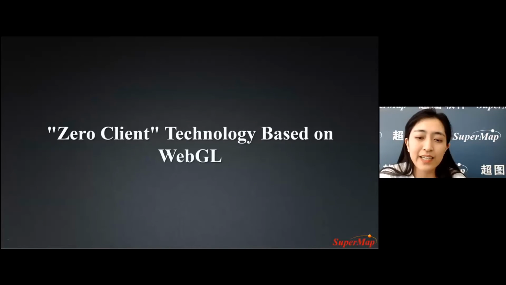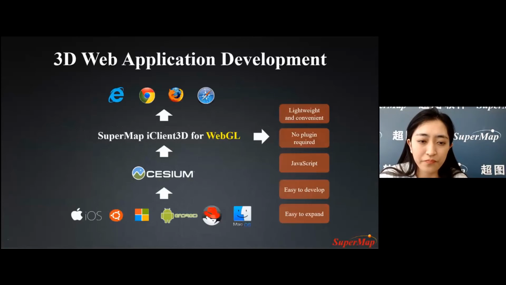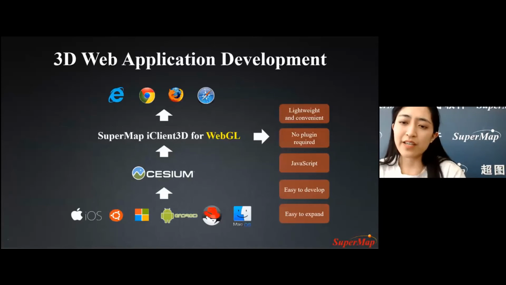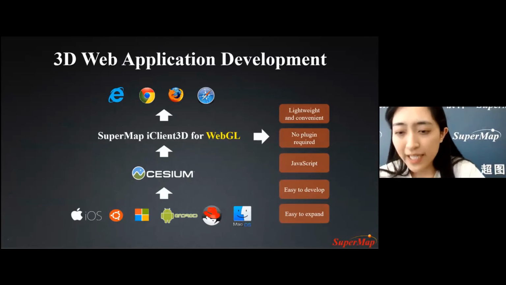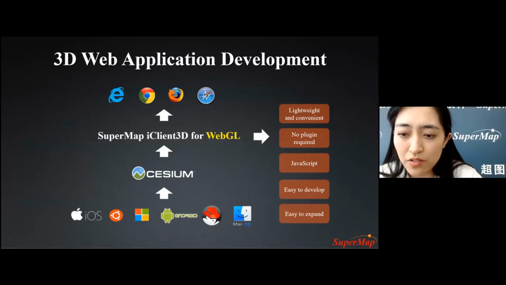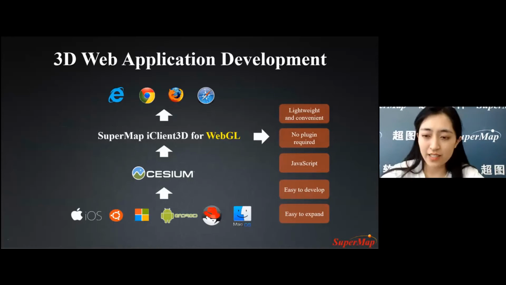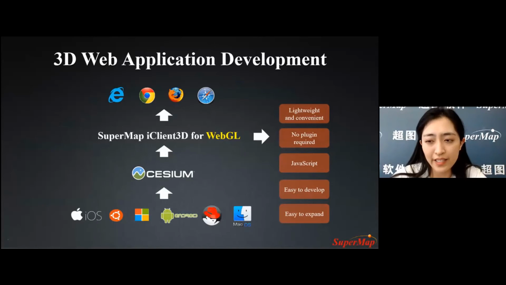So first, I'm going to introduce you to the Supermap WebGL. It is a zero-client technology. In recent years, the demand for 3D web applications has increased. So Supermap WebGL is a pluginless 3D web product. It means it's a no-plugin client product.